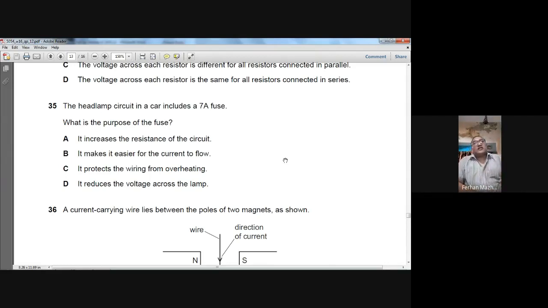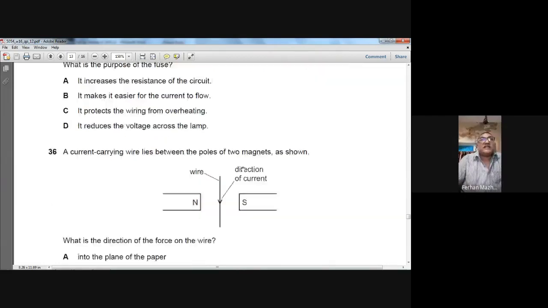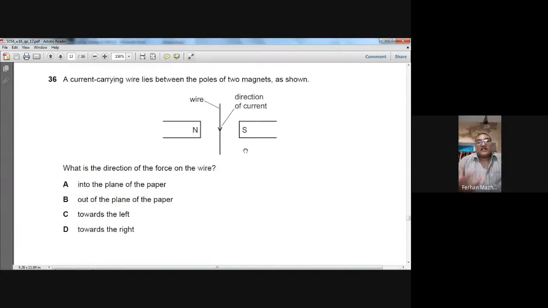So it protects the wiring from overheating. Yes, that's the choice. For question number 35, C is the choice. It protects your appliances or wiring from overheating. A surge of current can overheat, and so the fuse will help keep your appliances safe from overheating or a surge of current.